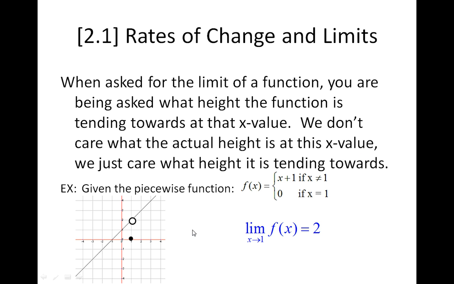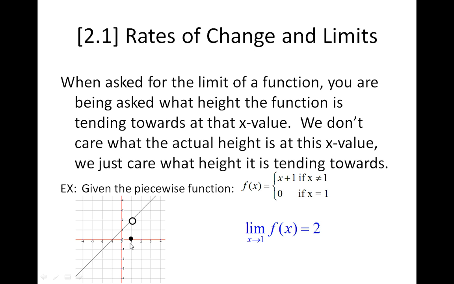To clarify that, I put in a piecewise defined function. Here's the picture of this piecewise defined function. As long as x is not equal to 1, the function is going to be the line y equals x plus 1. So here's my line. Now when x actually does equal 1, then it's said to have a height of 0. That's the bottom piece here. So what we have is a line with an open circle where that point is filled in down below on the x-axis. So the question is, what is the limit as x approaches 1?